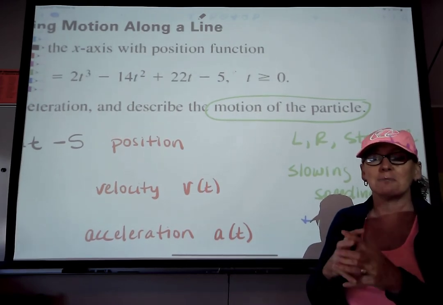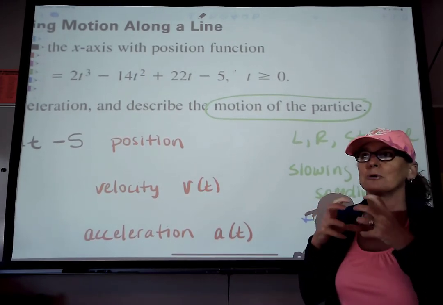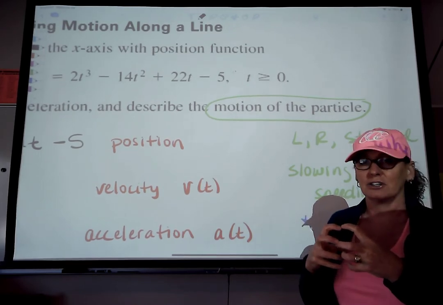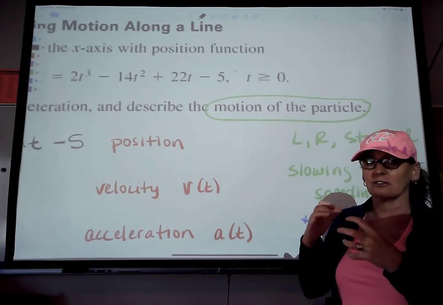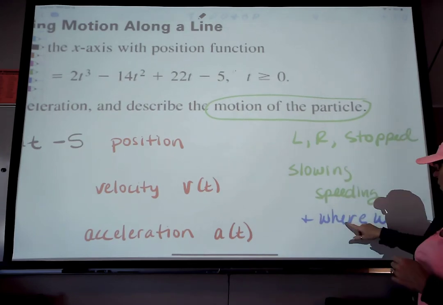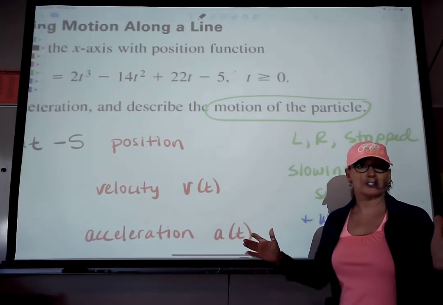Slowing down and speeding up is not 100% acceleration. You've got to compare acceleration and velocity. And then where was it? That is 100% position.